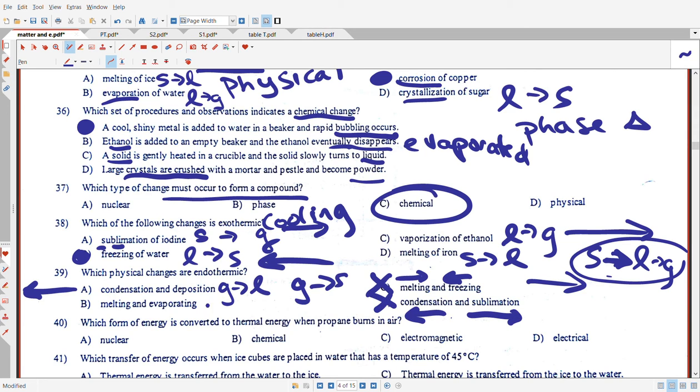They're opposites. But melting is solid to liquid, it's going this way. Evaporation is liquid to gas, that's going that way. That's the heating curve. And you have to know the heating curve is endothermic.